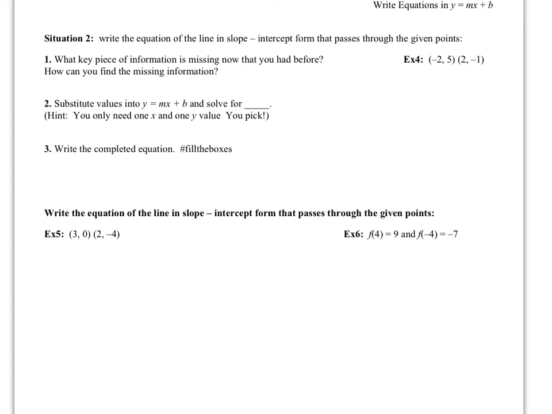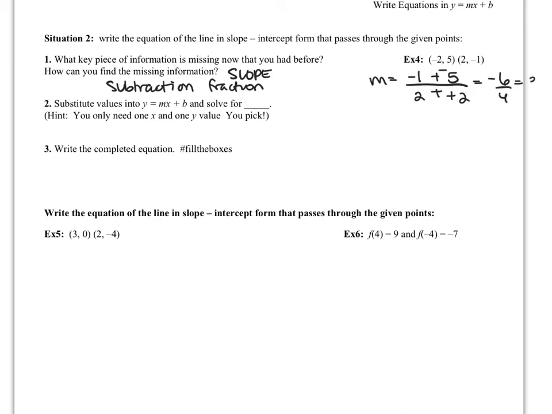So our next situation is just going to build on the previous situation. But here, if I look at example 4, what key piece of information is missing now that we had before? So before, we had the slope. But since we have 2 points, we can use the subtraction fraction to find the slope. So let's go ahead and do that. So I would do m equals, in this case, y2 would be -1 minus 5 over 2 minus -2. I might do keep change opposite in both cases to get -6 over 4, which means that my slope is 3/2. Now I'm going to box this so I can come back and find it easily later.